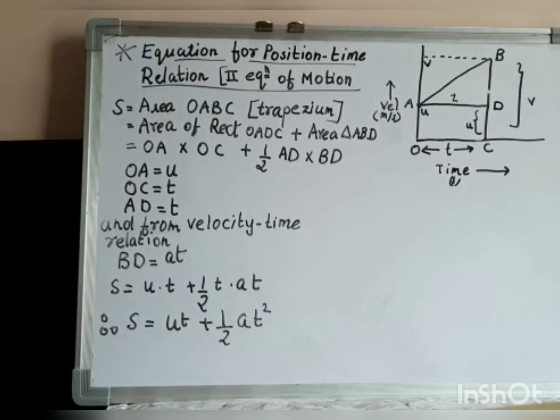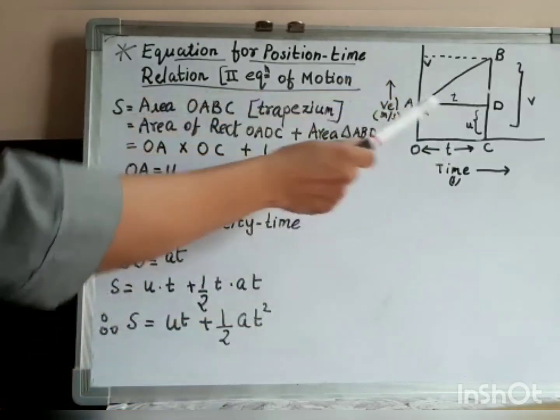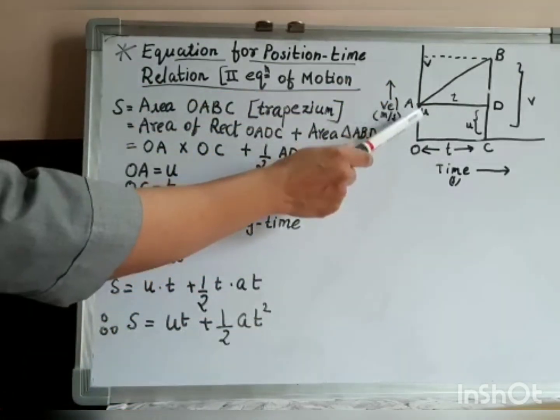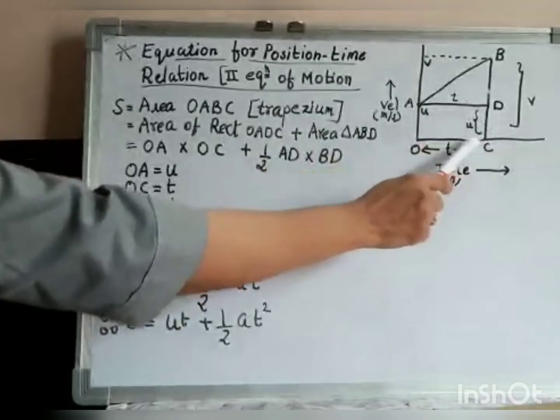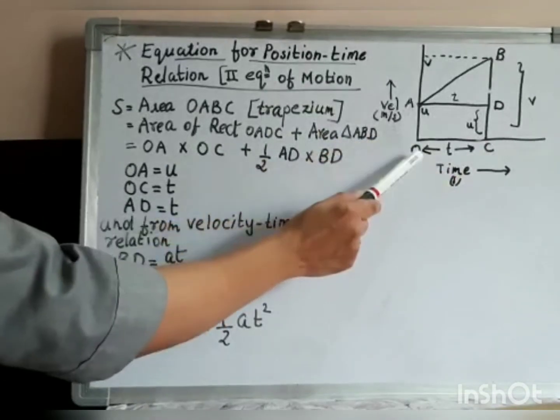Now, what is the formula to find the area of a rectangle? It is length multiplied by breadth. So from this figure we will write that the area of this rectangle is equal to OA multiplied by OC.